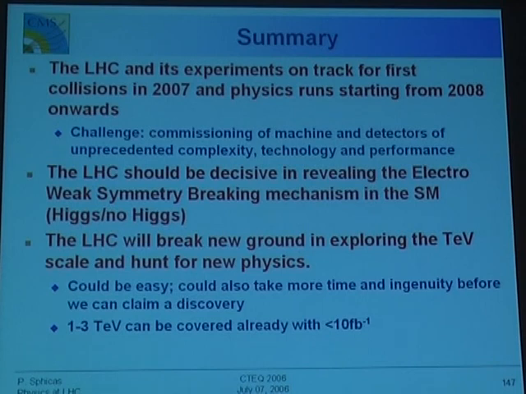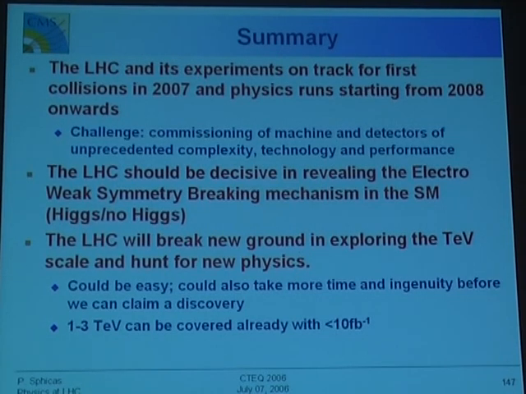So to conclude, first, the machine and the experiments are on track for first collisions in 2007. There will be boring collisions, but very useful collisions in terms of commissioning the detector. That's actually the challenge that we're turning to, the commissioning of the machine and the detectors of really unprecedented complexity and expected performance. The LHC is going to be a machine that will be absolutely decisive in finding out what the electroweak symmetry breaking mechanism is.